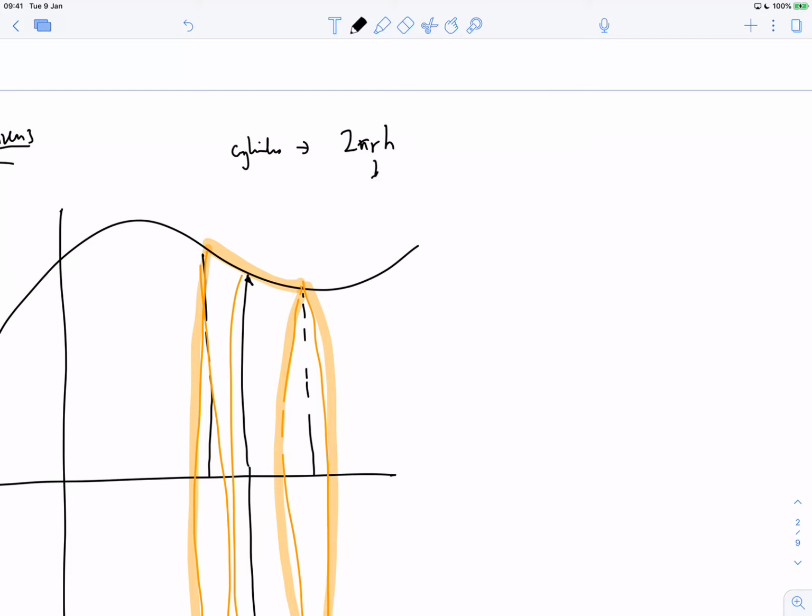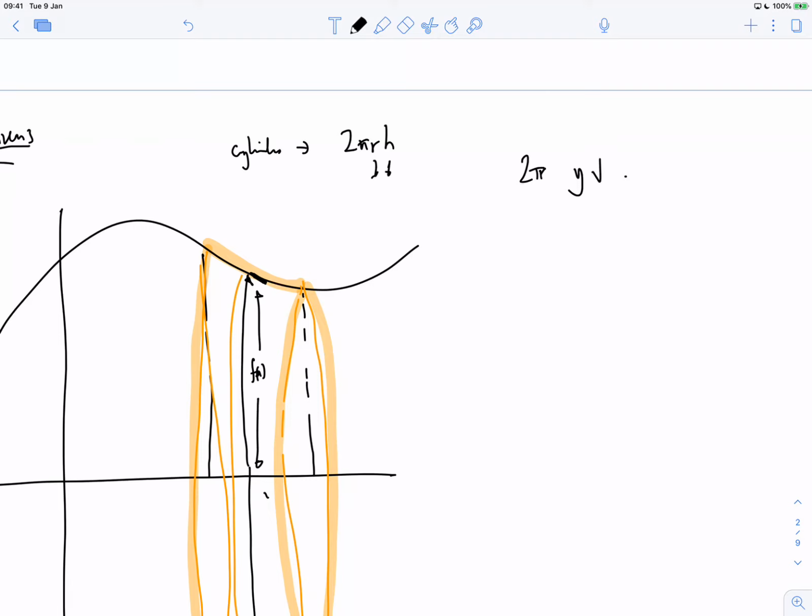Now what is r in this case? Well, r is just my f of x. It's my function, it's my y. So it will be 2 pi of y. And then what is my h? My h will just be my infinitesimal slither dx. Or is it? It's actually not. In this case, we want the height to be the length of the curve at that point.